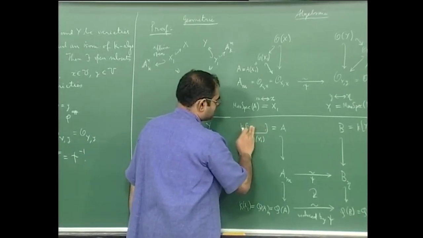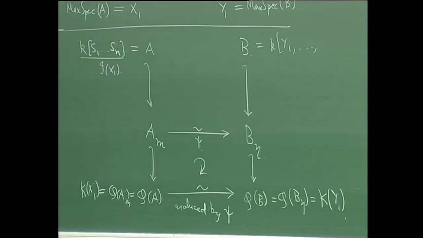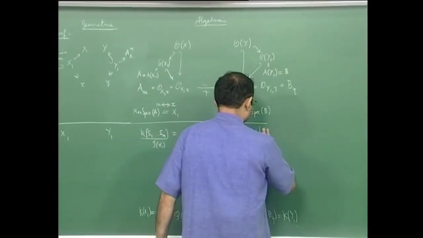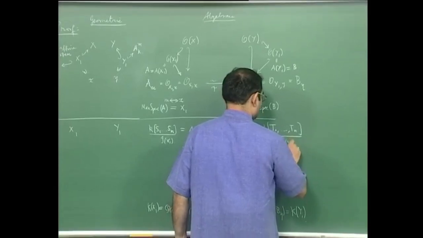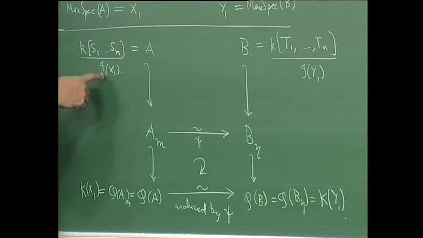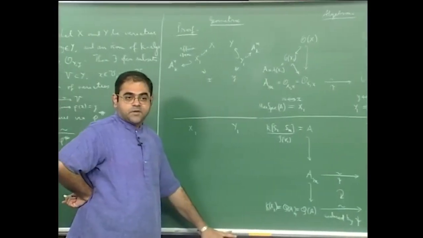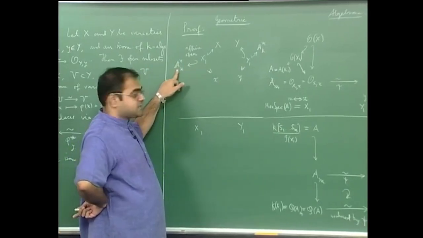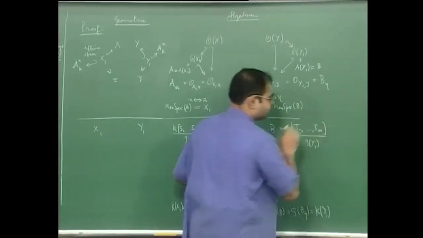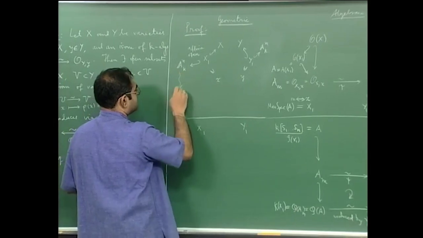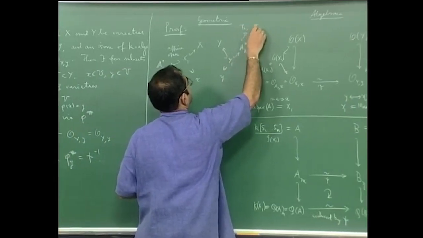So let me change this to something which is more decent. Let me use s1 etc up to sn, where si are the variables coordinates, and here let me use t1 etc tm, divided by ideal of y1. You must remember that this ideal of x1 is the ideal inside this, the ideal in an, and this is the ideal of y1 inside this, which is in am. This an here is taken with coordinates s1 through sn, this am is taken with coordinates t1 through tm. So here the coordinates are s1 to sn and here the coordinates are t1 to tm, okay.